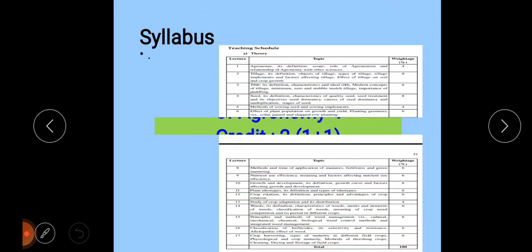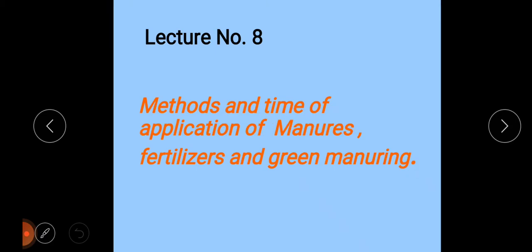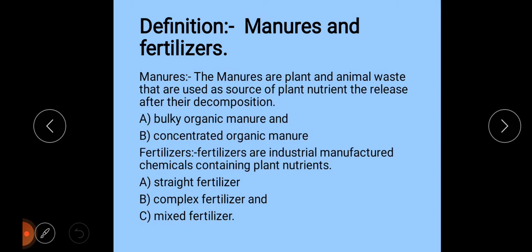In that course we discuss today an important topic, that is methods and time of application of manures and green manuring crops. So in that topic we discuss different methods of fertilizers, how to apply fertilizer, when to apply, and this method plays a very important role in nutrient management.